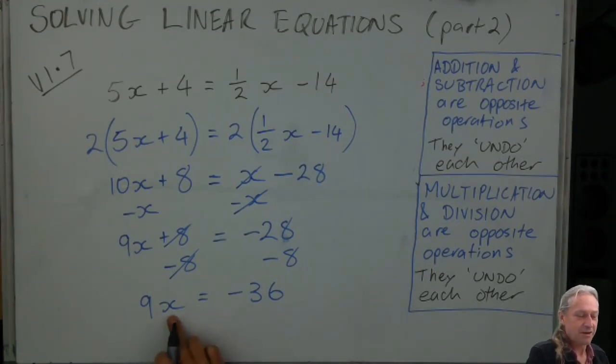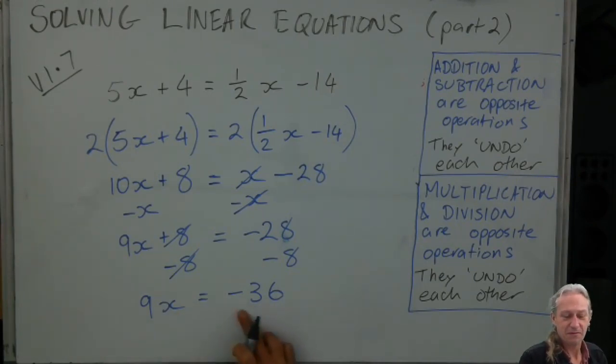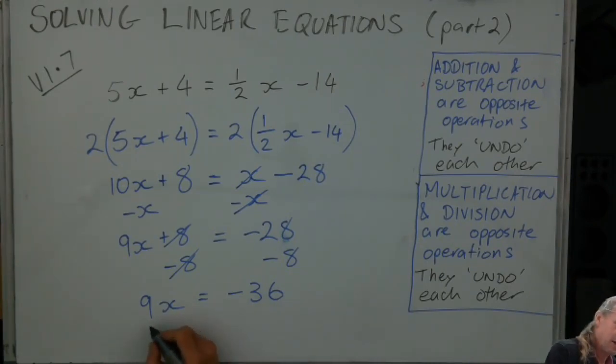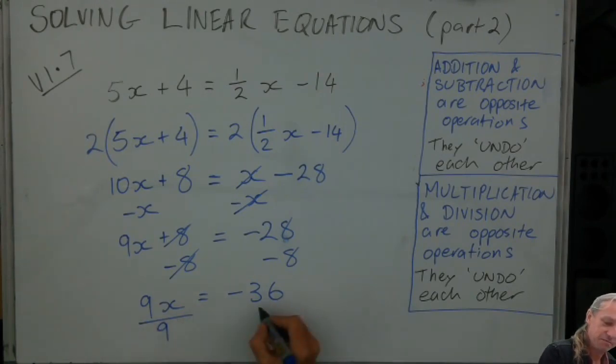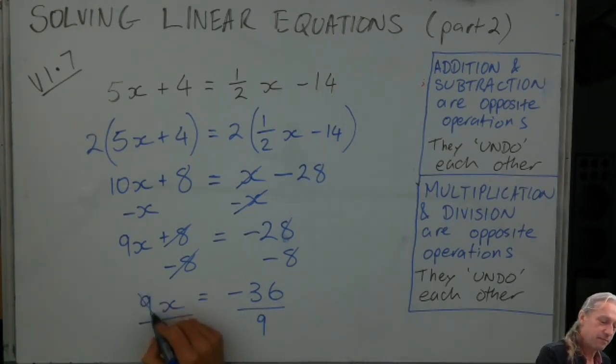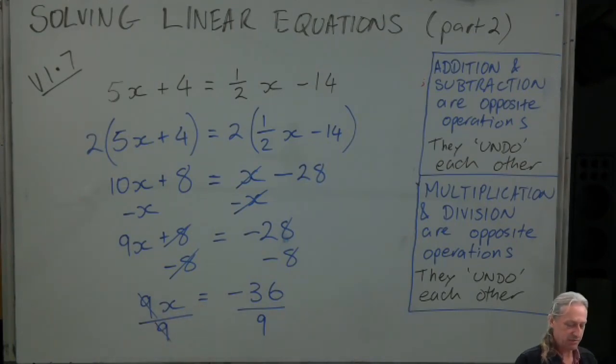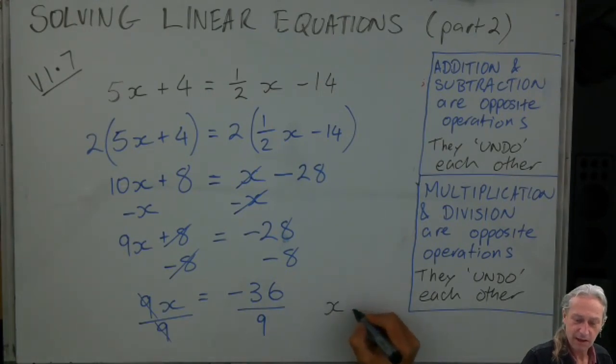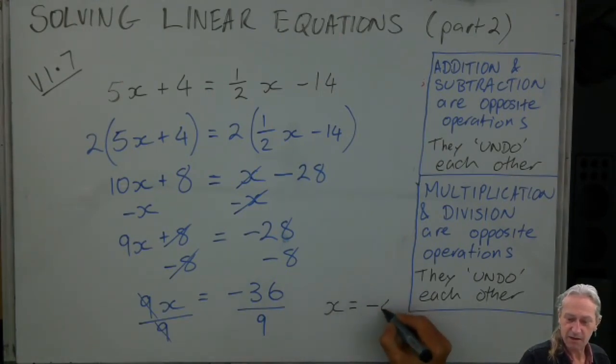So now 9 lots of x equals this. So at the last step, we're going to divide by 9. So over here, we get cancellations. So 36 divided by 9 is 4, but it's a negative divided by a positive. So we end up with x equals negative 4.